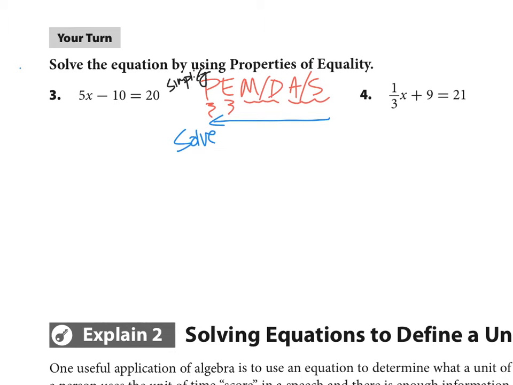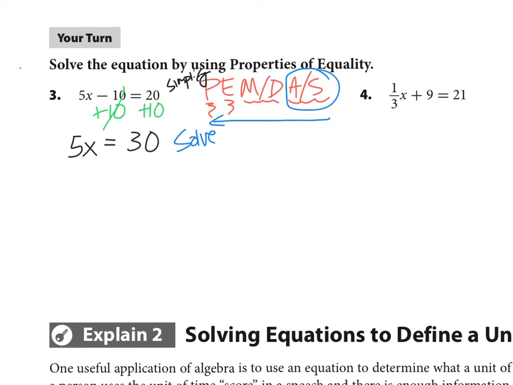So what that means is any addition and subtraction I have to do first. So in this case, I've got to get rid of this minus 10. Now how do I get rid of it? I just do the opposite. And most of you, again, should be familiar with this. So I add 10 to both sides. That's going to cancel that out. I'm left with 5x equals 30.